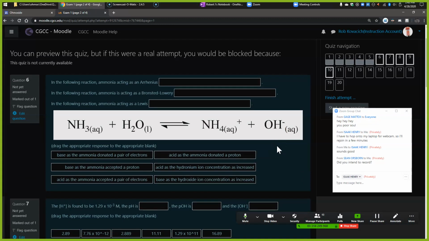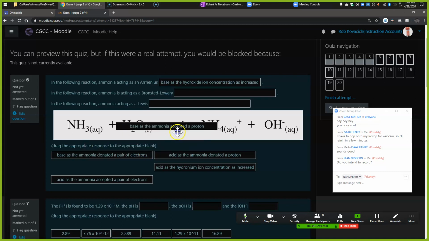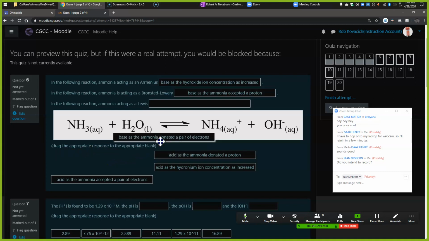In the following reaction, ammonia is acting as an Arrhenius base as the hydroxide ion concentration increases. And then it's acting as a Bronsted-Lowry base because it's accepted a proton. And it's acting like a Lewis base because it's donating a pair of electrons.